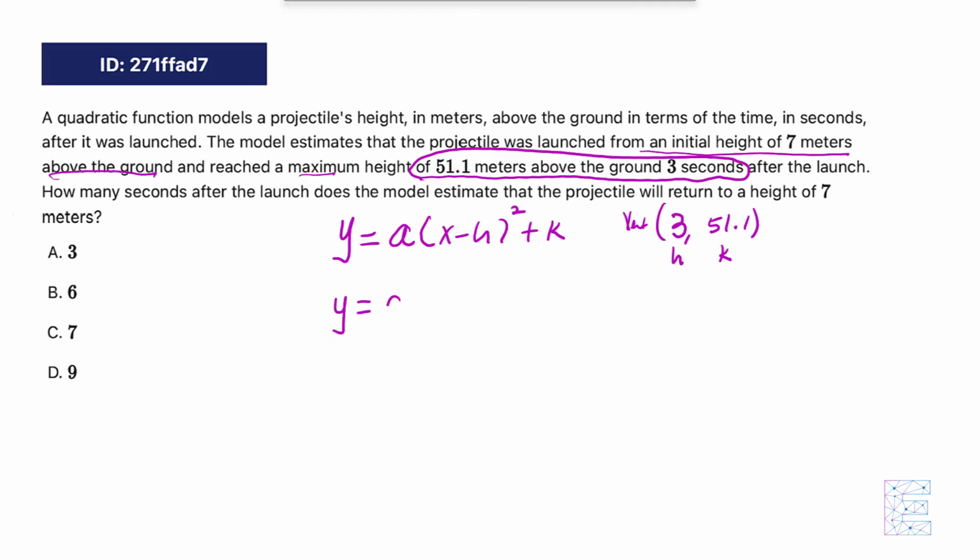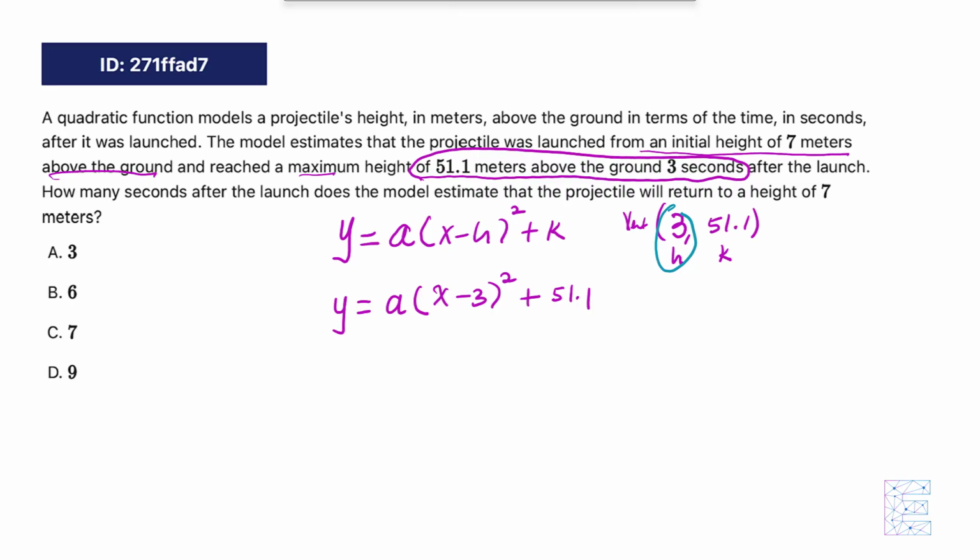So y equals an a value. Remember, you always change the sign of h. Since we have a positive 3 in the parenthesis, it'll be x minus 3 squared. You never change the value of k. If it's positive, keep it positive. If it's negative, keep it negative. And so there we are.